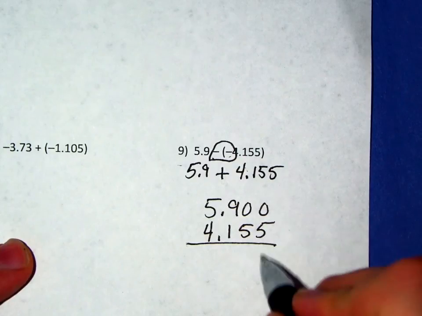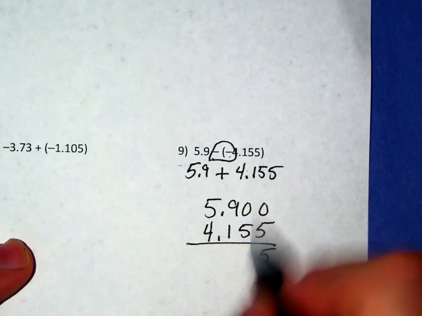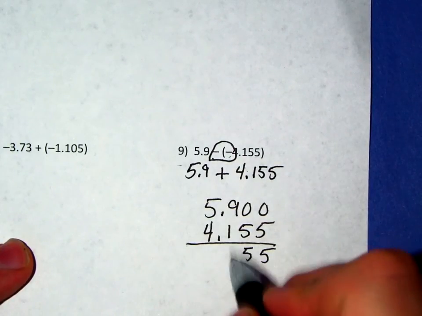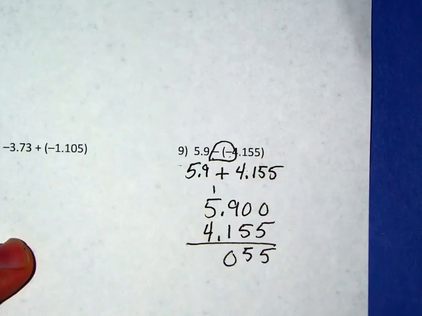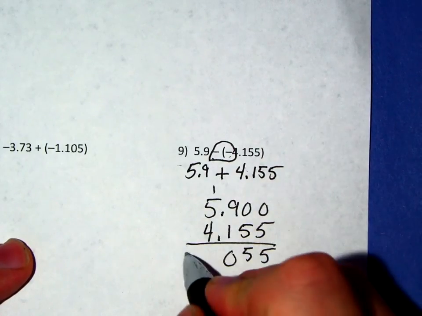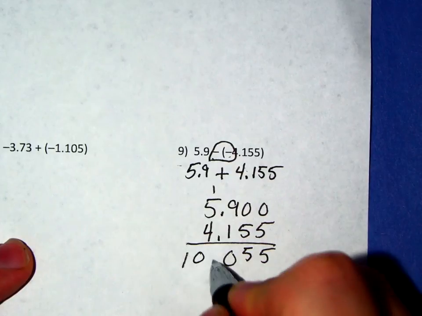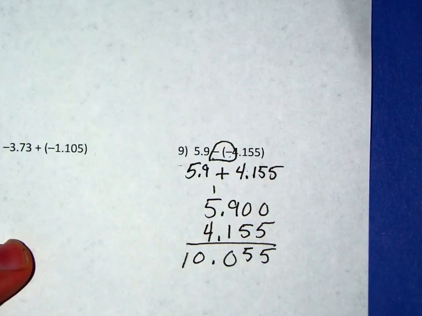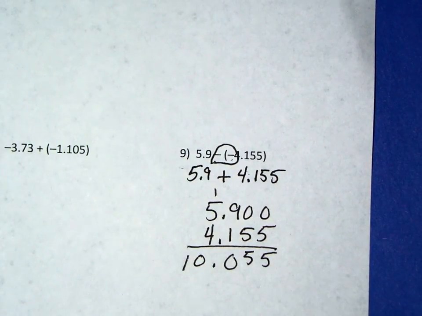So 5 plus 0 is 5. 5 plus 0 is 5. 9 plus 1 is 10. Carry the 1. And then we have 5 and 4 is 9 plus 1 is 10. So our solution would be 10.055. Hopefully this helps to give you a good start with adding and subtracting rational numbers that have decimals.